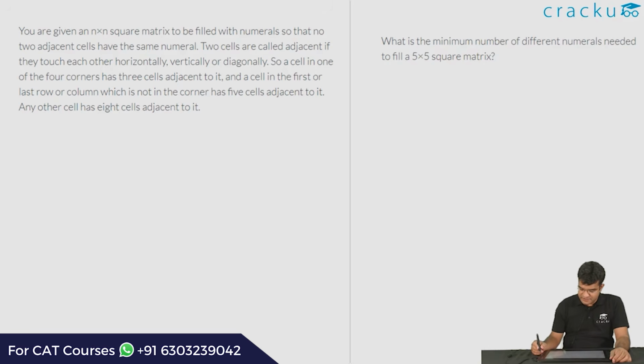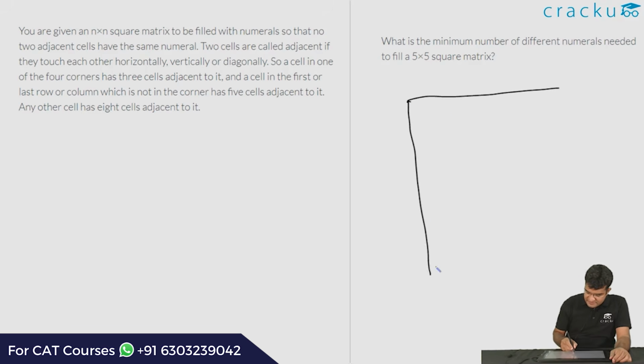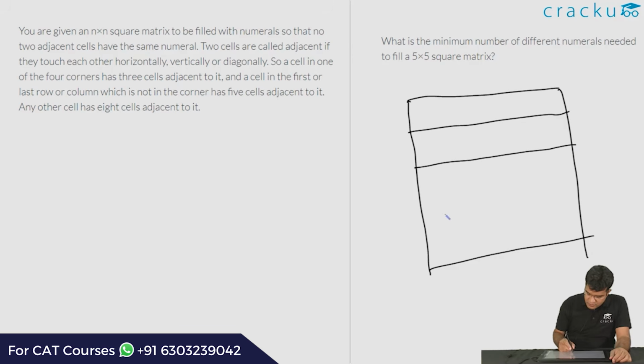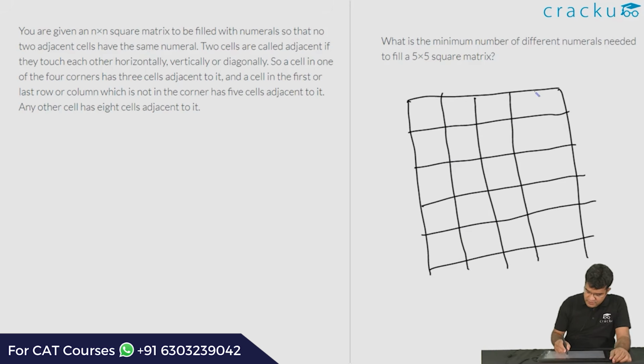Now let us do the next one. What is the minimum number of different numerals needed to fill a 5 cross 5 matrix? We'll do the same thing. Let us first fill out a few numbers, then see if we can fill out the remaining without using any more numbers. If we are not able to, then we will use numbers as and when we need them. Let us first draw the 5 cross 5 matrix. Again, let us fill this up with 1, 2, 3 and 4. These are the numbers that we have already filled up.